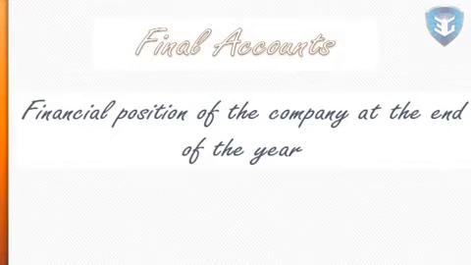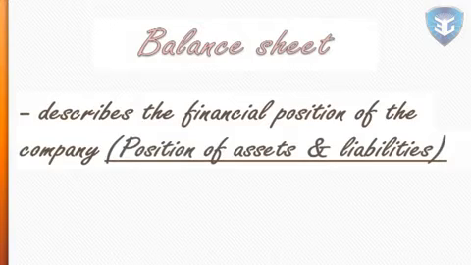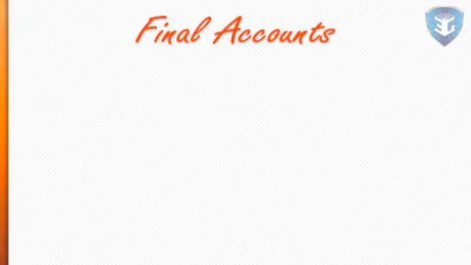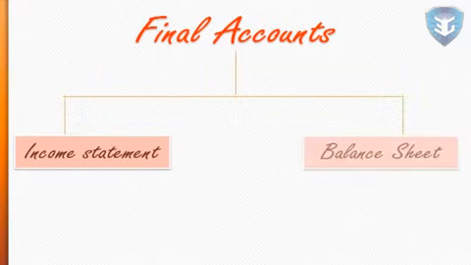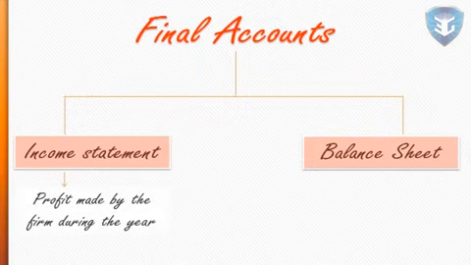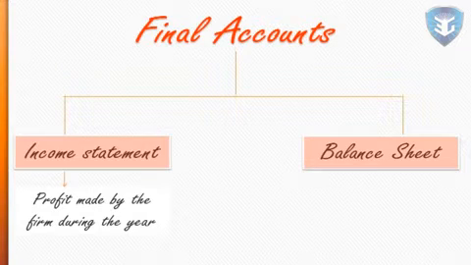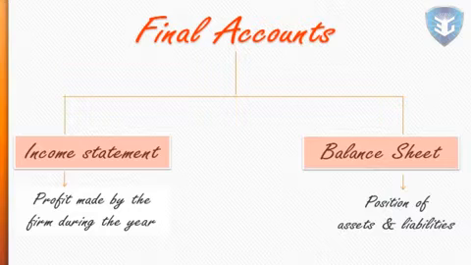Balance sheet always tells us about the financial position of the company. What is financial position of the company? Financial position means the position of assets and liabilities. So, final accounts will have two parts. Number one, income statement. Number two, balance sheet. Income statement will tell us about the amount of profit made by the company during the year, and balance sheet will tell us about the position of assets and liabilities. You have already learnt about the balance sheet in our previous segments.